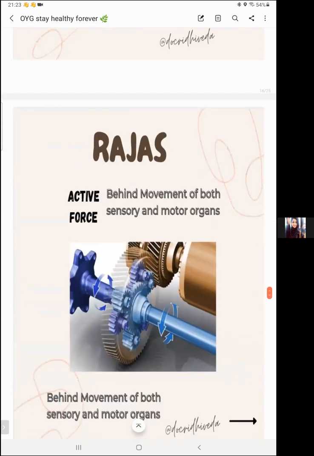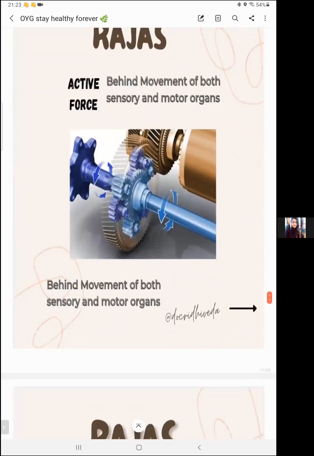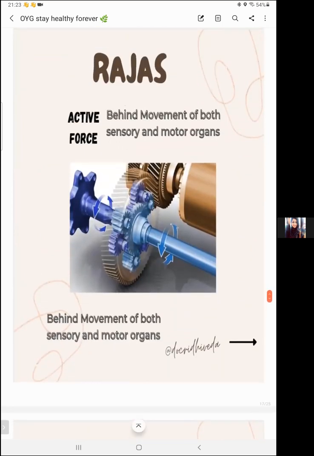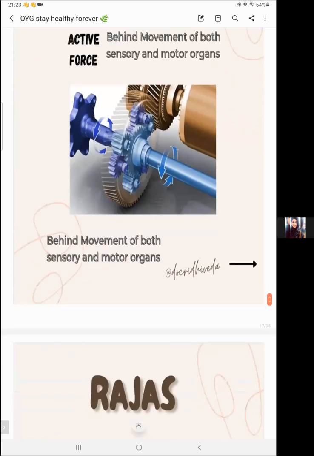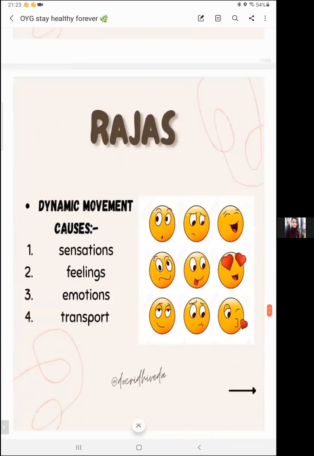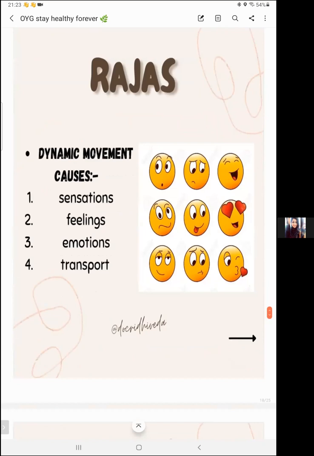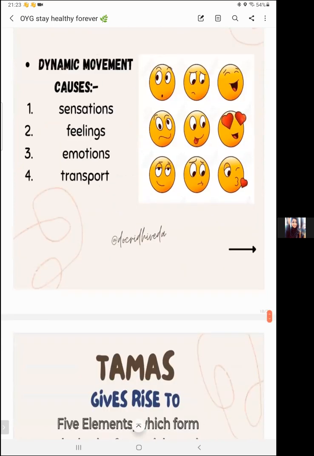The next guna is rajas. Rajas is also very important because it gives movement, the movement that is required for your sense organs and your motor organs to work. Also, rajas causes the sensations in us. Whatever we feel, the feelings, that is rajas. If I am motivated, that's because of rajas. If I am sad, it's because of rajas. All the feelings, the emotions, and the transport of one thing to another are because of rajas.